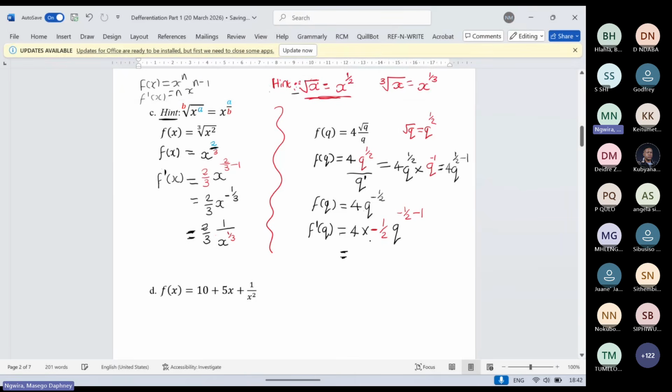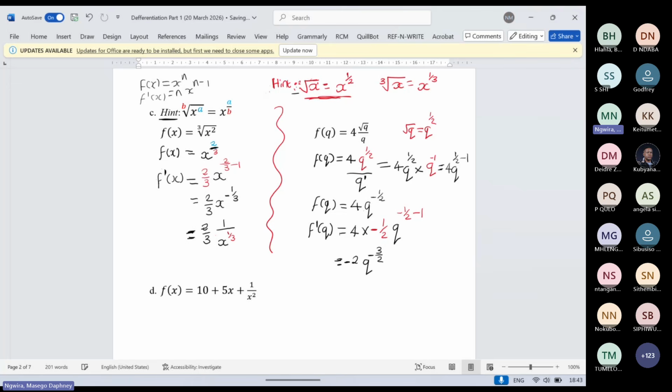And then now we answer. What is 4 times negative half? Negative, half of 4 is 2. And then this is q to the power of negative 3 over 2. Because negative 1 over 2 minus 1 is negative 1.5. So this will be negative 2, then q to the power of negative 3 over 2.